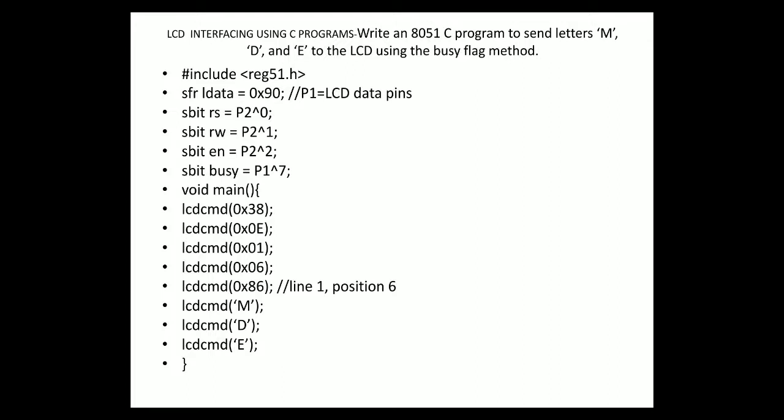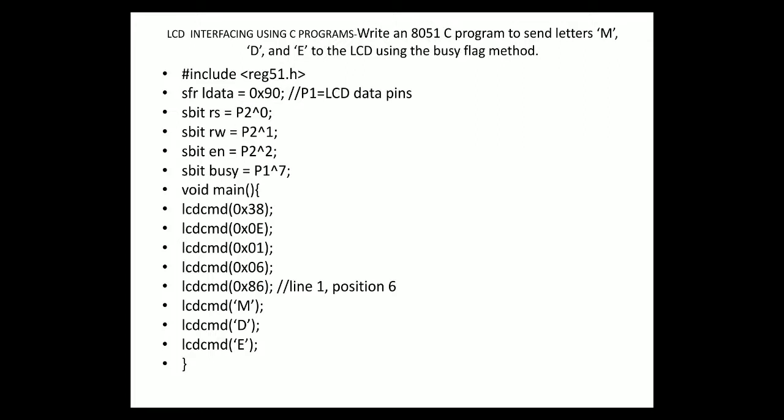Now, what is 0x90? It is the address of port 1. Therefore, my data type is SFR because I am referring to an SFR register. Port 1 is an SFR register. And why have I used port 1 here? Because port 1 is used as the data line. The 8-bit data comes from port 1 here. Therefore, P1 is initialized using SFR.